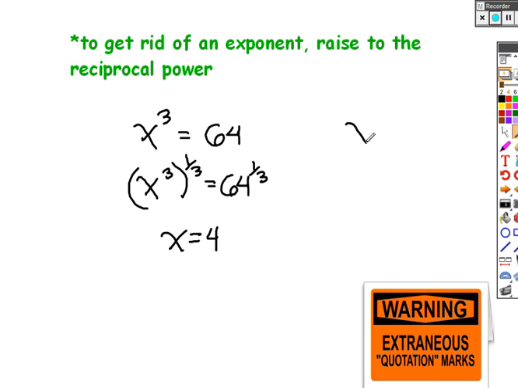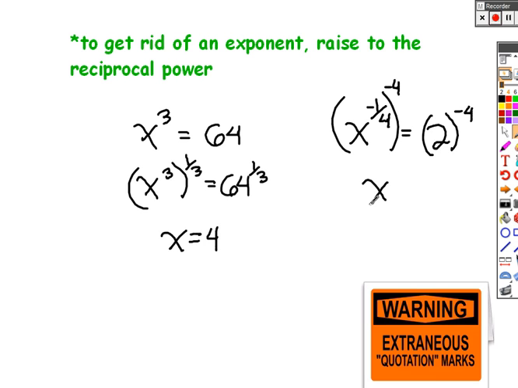If I have a fractional exponent, let's make this -2. Same thing, and just raise it to the reciprocal. So the reciprocal of -1/4 would be -4. Now I have x to the first power would equal 1/2 to the 4th, or 1/16.